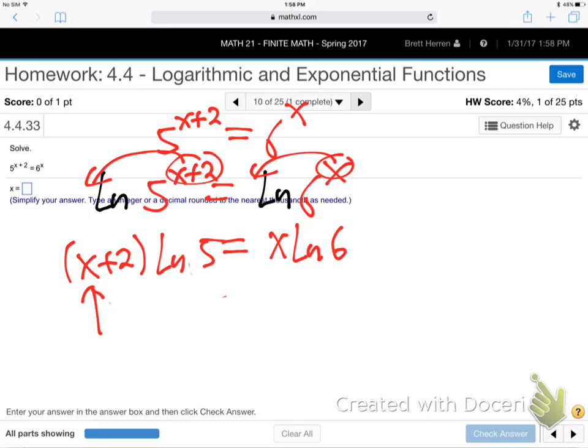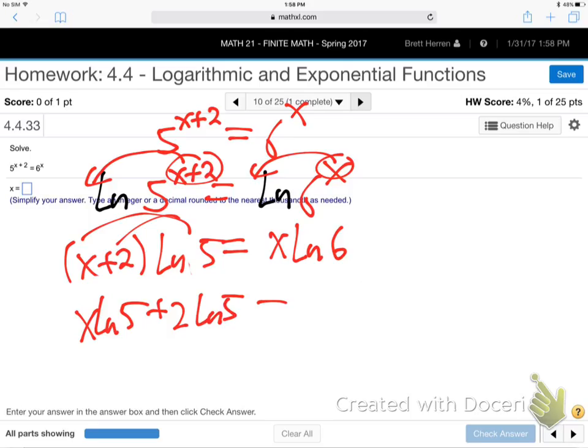Remember now, ln 5 is just a number. You can get it on your calculator. Here, I'll get it on my calculator. I'm not going to use it, but I just want you to remember it's 1.6 something. ln 5 is just a number. What if there was a 4 here? What would you do? It's just a number. Don't think more of the ln 5 than you should. And so what would you do with any number? You distribute, so you get x ln 5 plus 2 ln 5. It's just a number. So is the ln 6. Those are just weird numbers, right? Good to there.